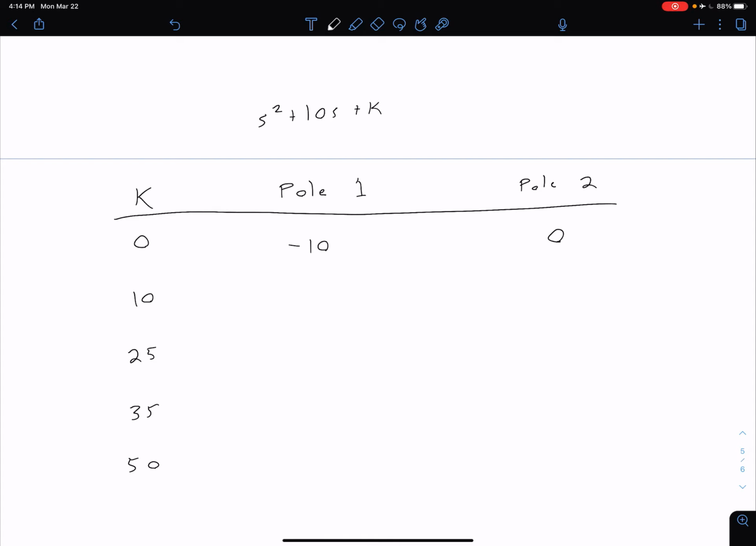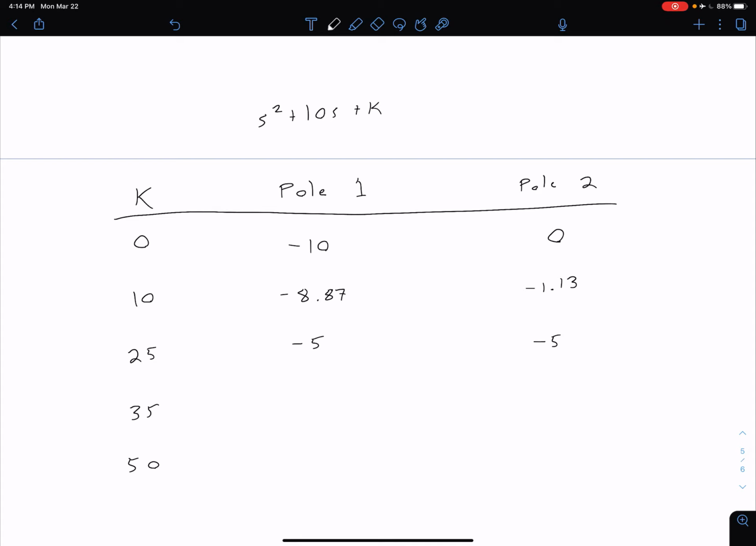Now, if we have a gain of 10, we're substituting 10 for our K. We could then use the quadratic equation or MATLAB or any type of calculator to figure out our two poles are going to be negative 8.87 and negative 1.13. If we have a gain of 25, again, we use MATLAB, the quadratic equation, whatever approach you want. We're putting 25 for our K, and that's going to give us negative 5 and negative 5.